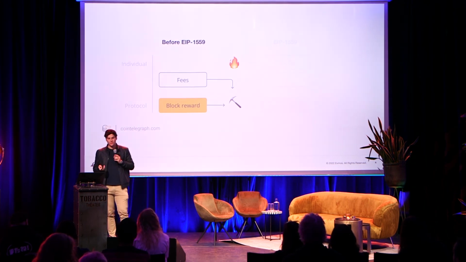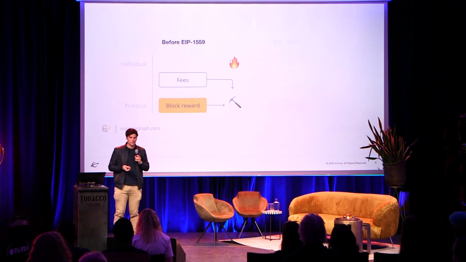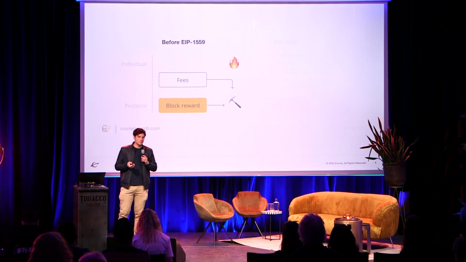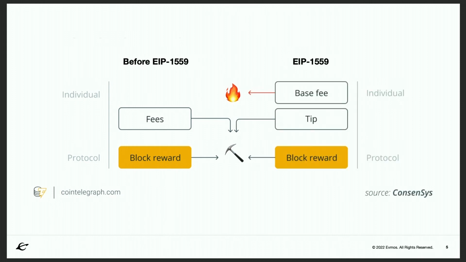Before EIP 1559, the fees and the block rewards were going straight to miners. So the total of the gas price times the gas limit was going to the miner itself. But after EIP 1559 was introduced, the fee was split between the base fee and the priority tip, and only the latter went to the validators. They would still receive the block rewards, but the base fee was burned as part of this economic benefit that was creating a deflationary model.